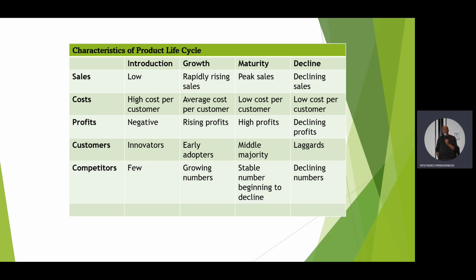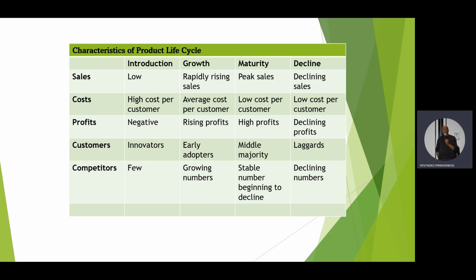Okay, under decline now, you're going to get the customers that we call laggards. The people that we call laggards are people that will wait until the prices are low to actually buy that product. They're going to wait for years and years for the prices to go down, and then that is when they're going to buy your product. We call those people the laggards.